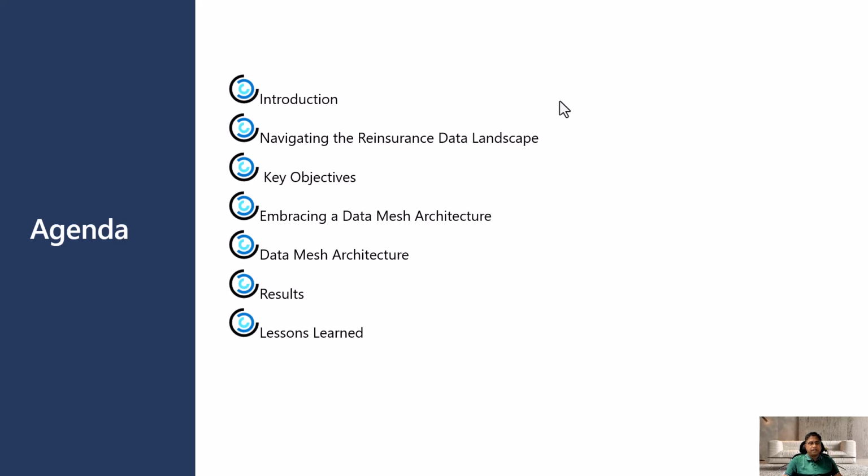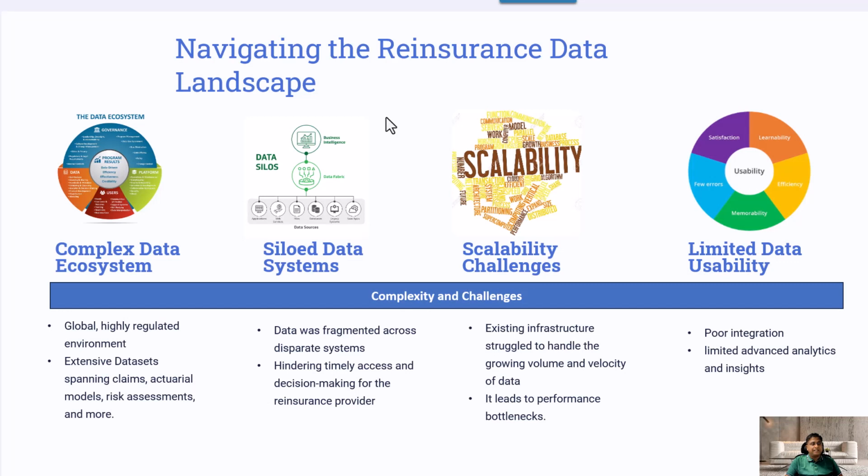Then we will understand the key objective of this transformation, and why we have embraced the data mesh architecture, because this architecture fits into this kind of implementation. Then what kind of architecture we have implemented here for this customer. And finally we are going to discuss the results achieved out of it and the lessons we have learned. So let's get started.